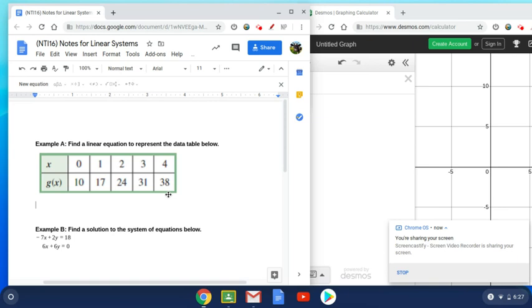Because these numbers are doing the same thing every time, on top and on bottom, that's how I know this is a line. Okay? And what those numbers represent, the fact that it's going up by 7 in the y values and by 1 in the x values, those two numbers make up my slope. Okay? Rise over run. So rise comes from your y values, run comes from your x values. So your slope here is going to be up 7 over 1.